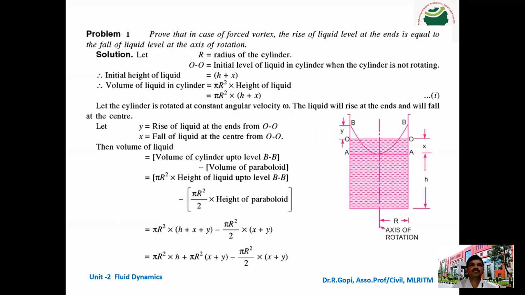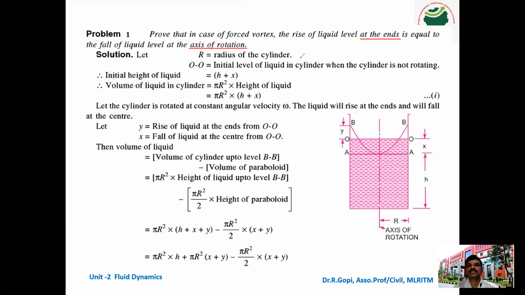Students, next we will move to the problems in vortex flow. Okay, so the first question, I will read. Please follow. Prove that in case of a vortex flow, the rise of the fluid at the ends is equal to the fall of the fluid level at the axis of rotation. What is this meaning?